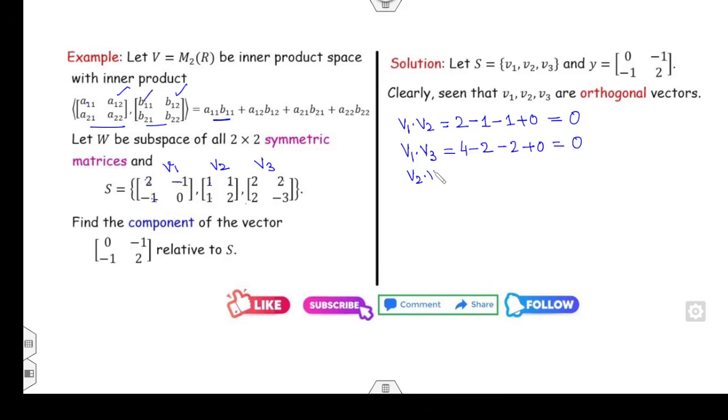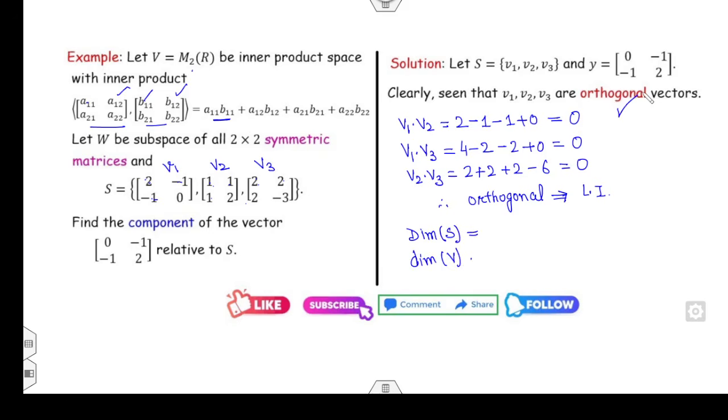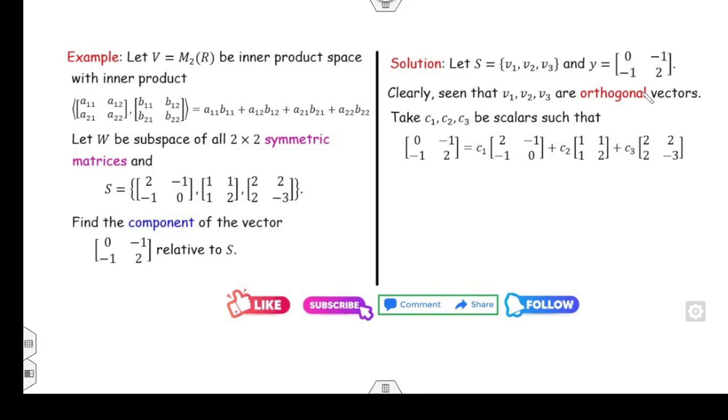Similarly, V2 dot V3 is 2 plus 2 plus 2 minus 6, which is 0. Therefore, the given set of vectors is orthogonal. Once they are orthogonal, that means they are linearly independent also. Again, you can find the dimension of S, and you can find the dimension of V as well. So clearly, they are orthogonal as well as a basis. Now you can write Y as a linear combination.